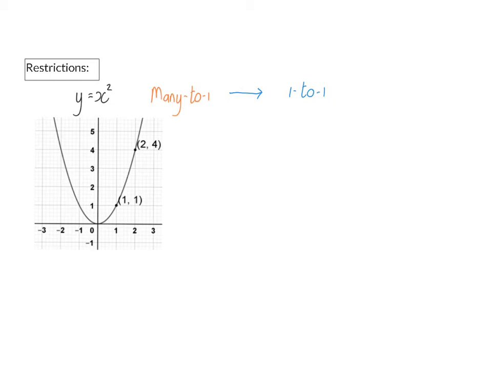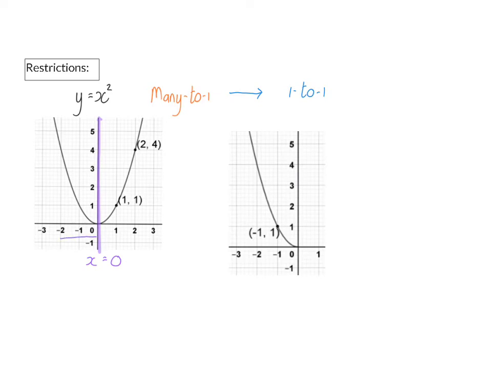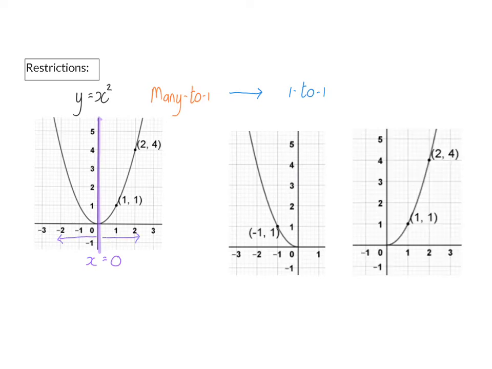To add a restriction to only draw half of this graph, we will have to focus on the axis of symmetry of this graph. And the axis of symmetry of this parabola is at x is equal to 0. So we can now choose to either draw the negative half of this parabola or the positive half of this parabola. If I now have a look at these two halves of my parabola, they are both one-to-one functions, which means their inverses will also be functions.